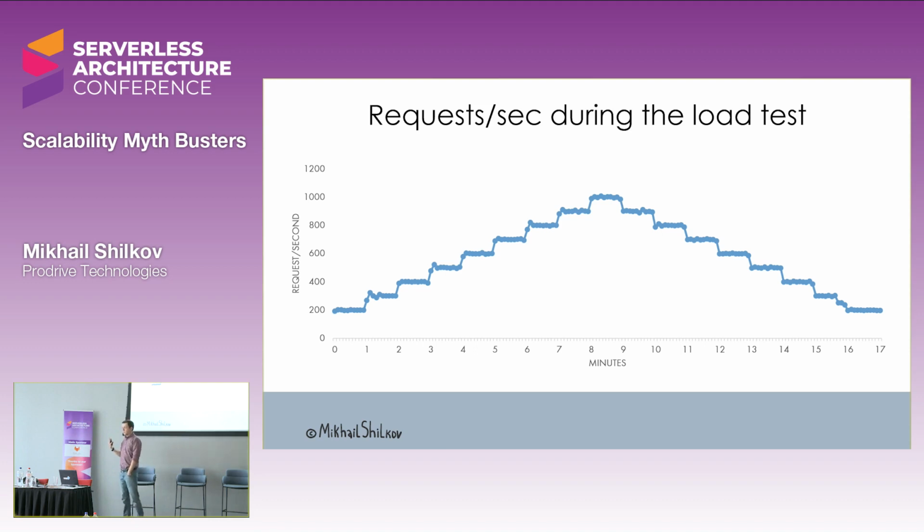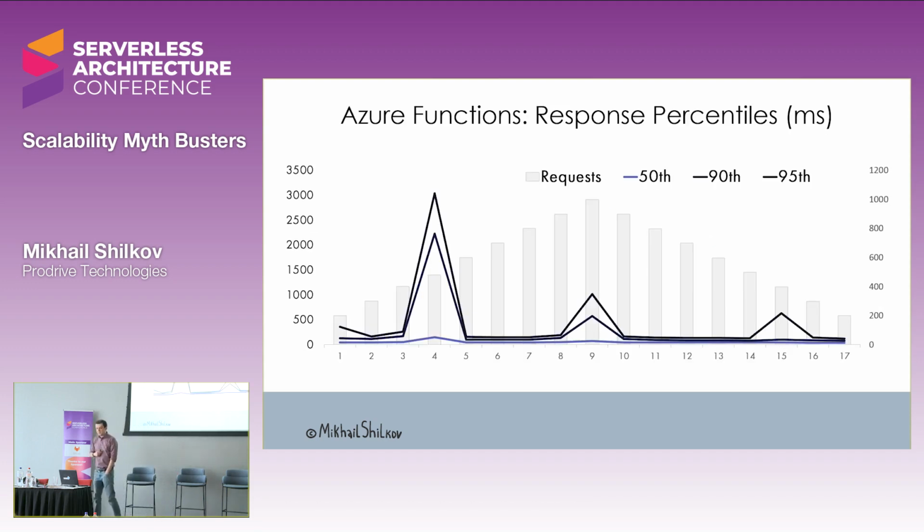And then I show the percentiles of requests. If you don't know what a percentile is, 95th percentile means that 95% of requests were faster than this value, and 5% were slower than this value. Okay, so first let's start with Azure Functions. I'll help you read this chart. The horizontal axis is minutes again. The faded bars are requests per second, just for your information. The lines are different percentiles, and the left vertical axis is milliseconds. It gets up to 3 seconds in this chart.